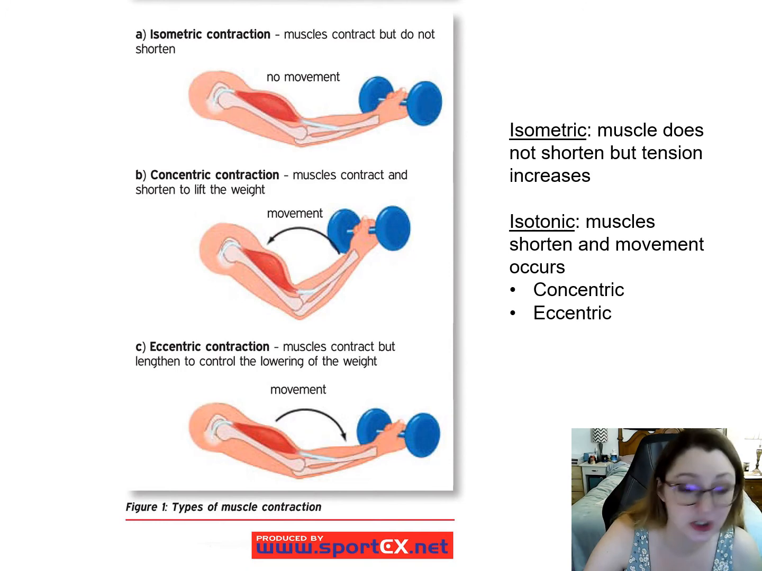And then this picture just shows more of the same. I like to give a little bit more than just that last slide to help you visualize these types of muscle contraction.